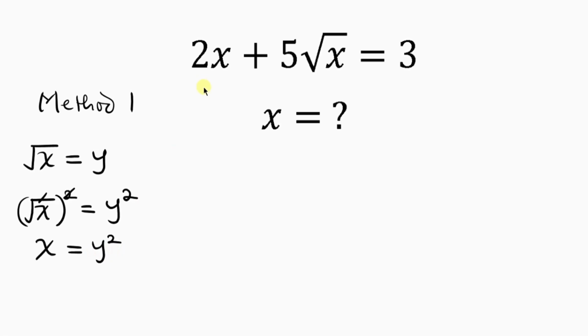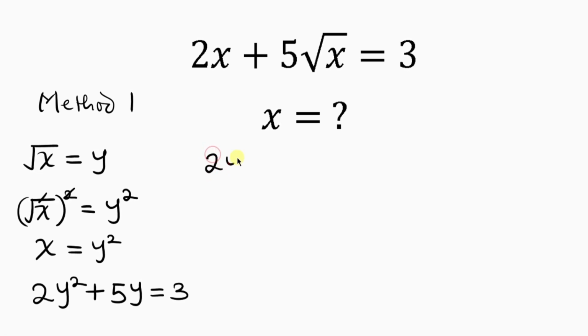Now let's go back to our original question. This is 2x. What is x? x is y squared, so I'm going to be putting y squared here, plus 5 times the square root of x. So 5 times square root of x is what? It is y. Very good. And this is equal to 3. Now our next step will be for us to move 3 to the left hand side, and we do that by subtracting 3 from both sides.